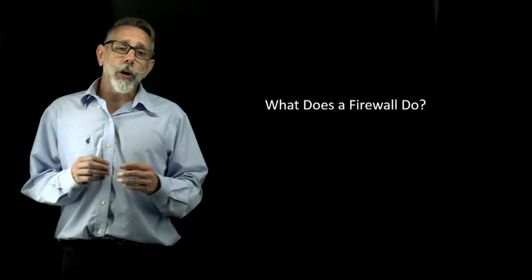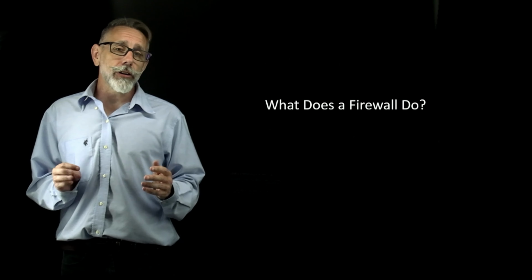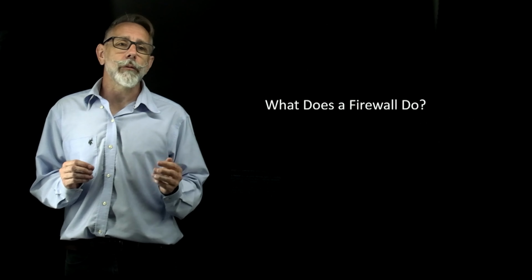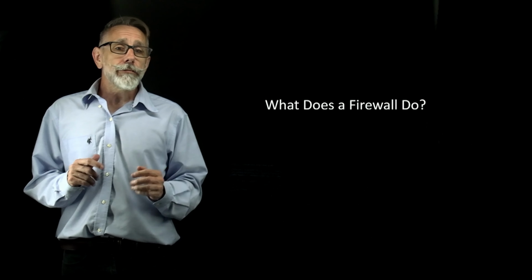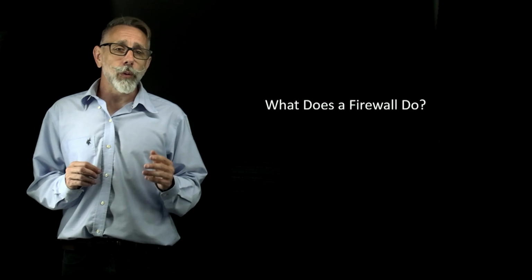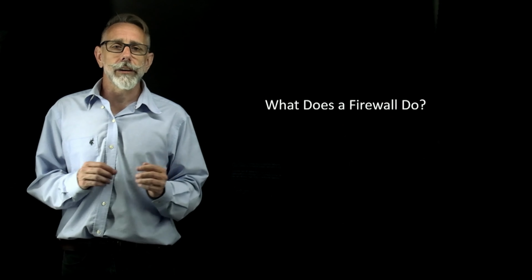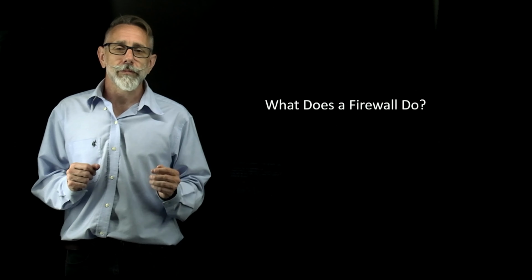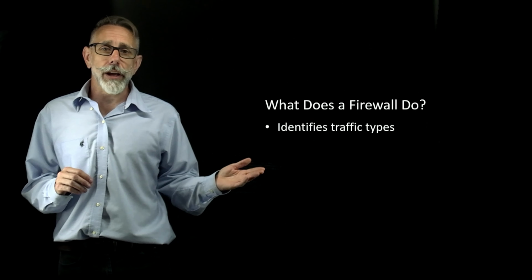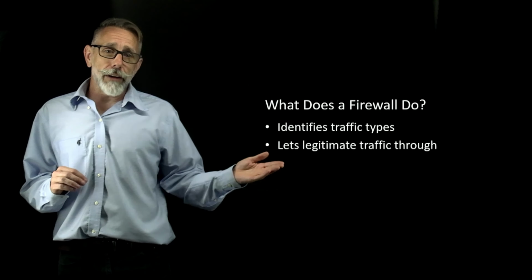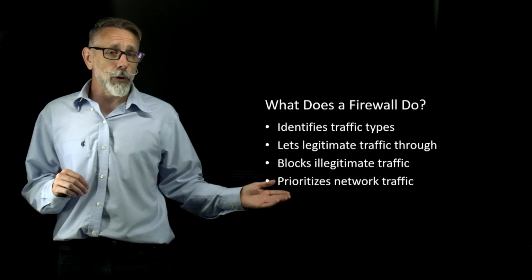What is a firewall and what does it do? A firewall is a security device used to monitor and control incoming and outgoing network traffic based on predetermined security rules. Firewalls are an essential part of any organization's cybersecurity infrastructure, as they act as the main line of defense against external threats. A firewall has four main jobs: to identify traffic types, to let legitimate traffic through, block illegitimate traffic, and some firewalls can even prioritize your traffic.